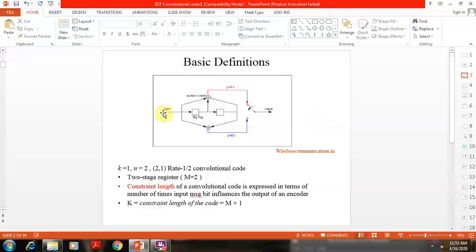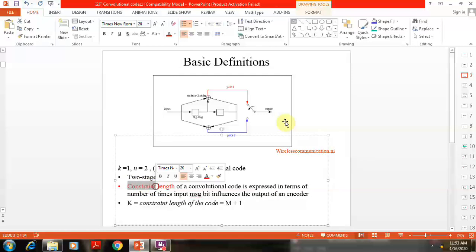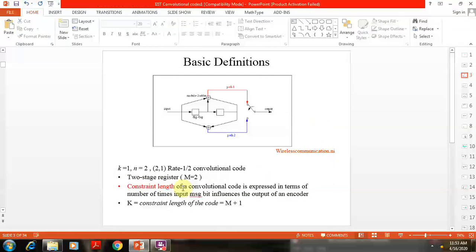What is 1? How many bits of input are you applying at a time? I am applying 1 bit. And how many bits am I getting as the output of the convolutional encoder? 2 bits. So this is a 1/2 convolutional code. We have 2 stages of shift registers. So we define a very important parameter of the convolutional encoder, which is called constraint length.